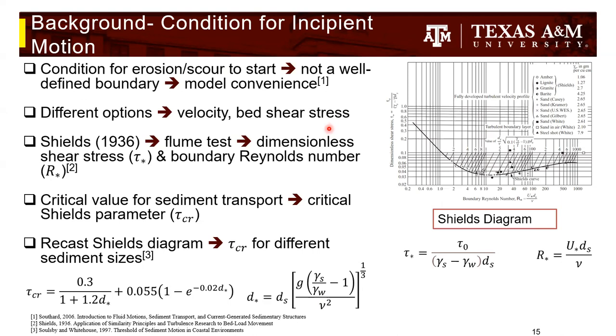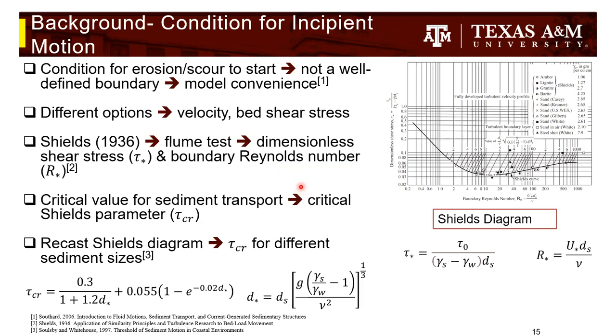So in 1936, that was Shields. He did a flume test and he developed the dimensionless shear stress, tau star, and the Reynolds number, which is R star. So he noted that for a critical parameter, which is the critical shear stress parameter, if our shear forces, which are coming from our waves, cross this critical shear stress parameter, then the particles erode.